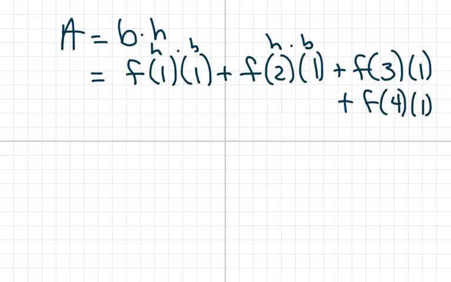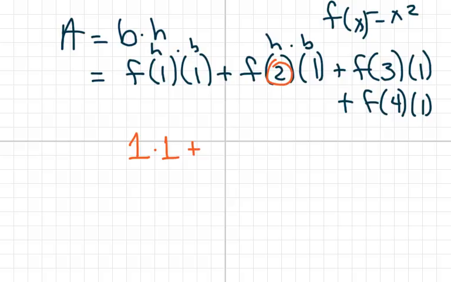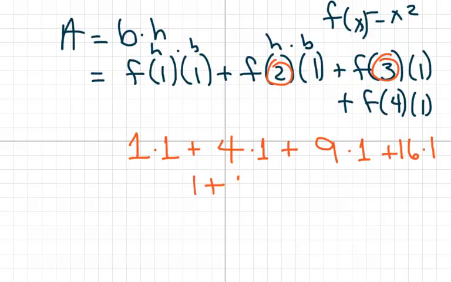And recall our equation is y equals x squared. Let me write f of x here: f of x equals x squared. So plug in 1. 1 squared is 1, so we have 1 times 1, plus 2 squared is 4 times 1, plus 9 times 1, plus 16 times 1. So basically you just have 1 plus 4 plus 9 plus 16, and that equals 30 units.